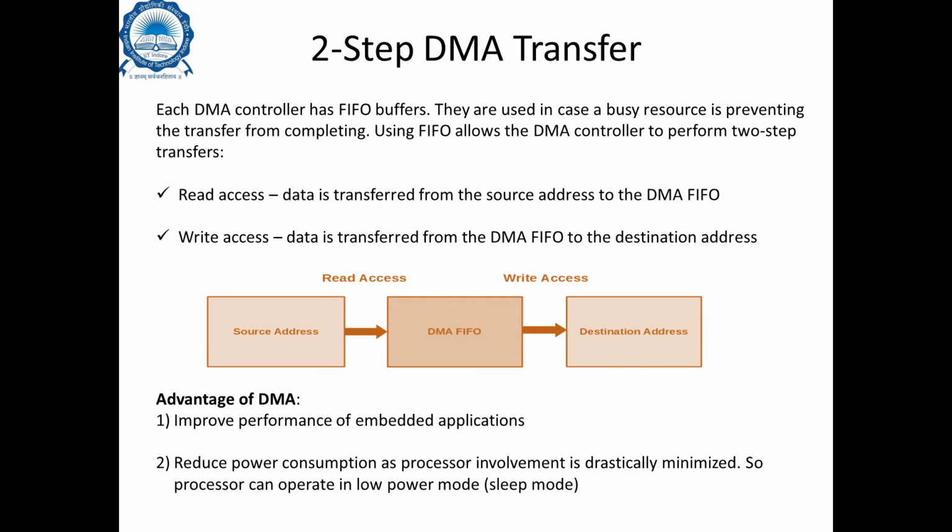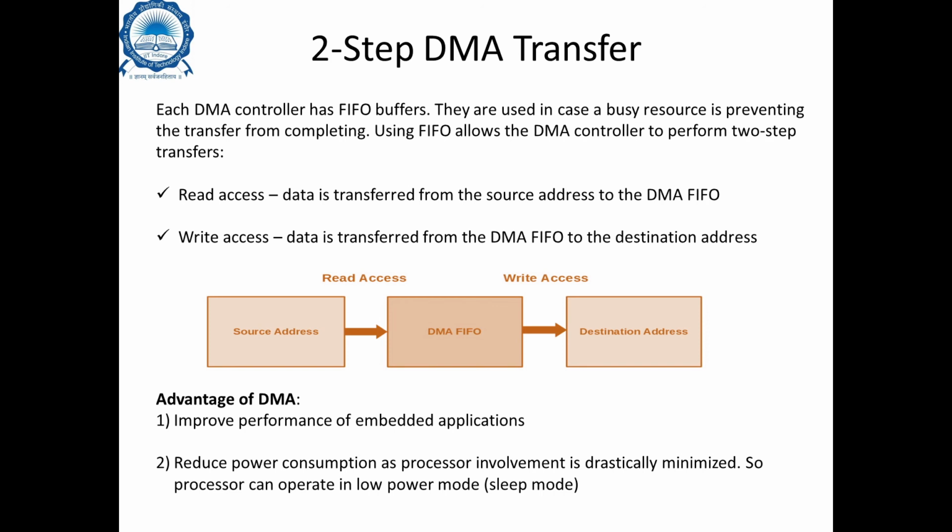So summarizing, the DMA transfer is a two-step process. First, each DMA controller has its own FIFO buffer, and they are used in case a busy resource is preventing the transfer from completing. So if the memory bus is busy due to bandwidth limitation, or it's occupied due to some other operation, then the FIFO buffer will temporarily hold the data that it has read from the peripheral unit, and then it will transfer it to the memory bus.